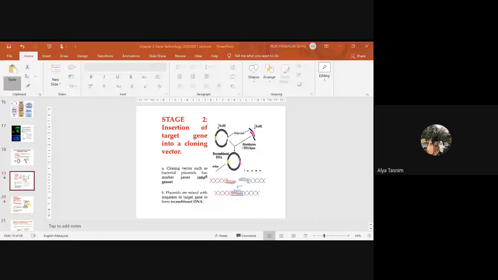Target gene, restriction enzyme. Restriction enzyme, it cuts the plasmid and also the DNA fragment from other organisms, okay, that has the gene of interest. And then you have to have the vector. The vector usually is plasmid. And then you have to have DNA ligase to join together the foreign DNA with the plasmid to produce recombinant plasmid. And then you have to have the host.